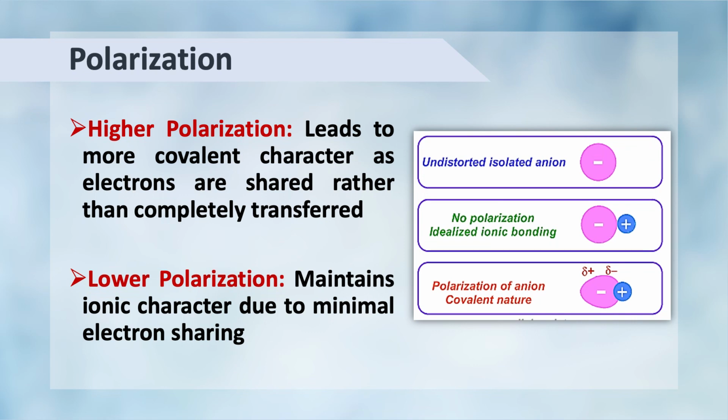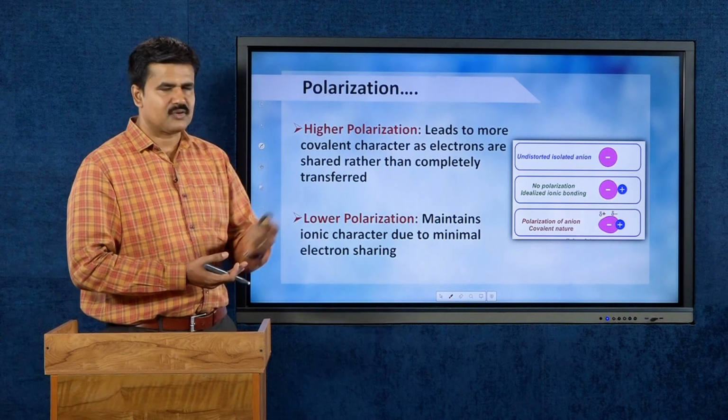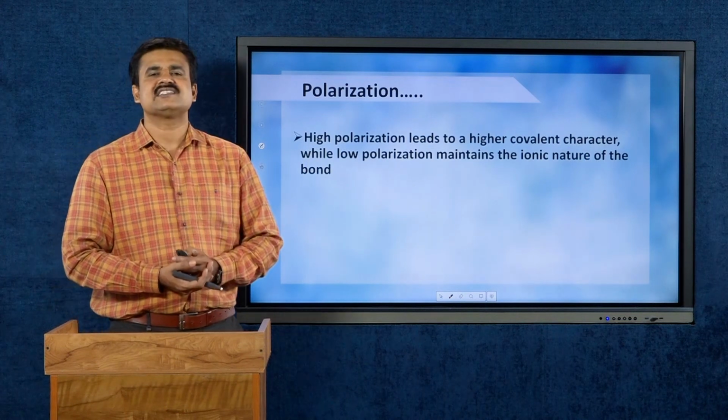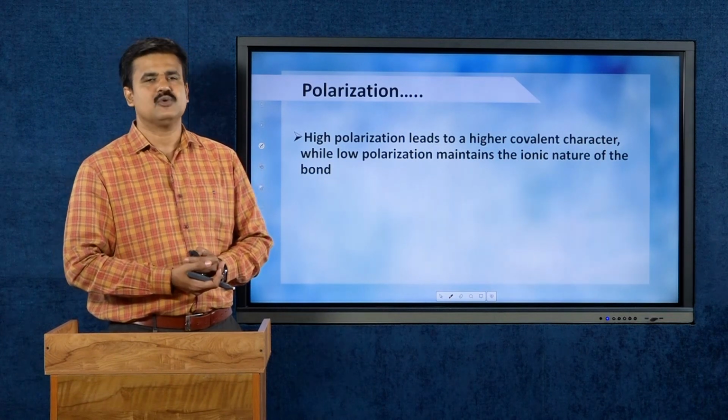This picture represents the undistorted isolated anion, that is in the topmost row. In the second row, you can see the presence of a positive ion also. There occurs the beginning of the polarization, and the last row represents the polarization of the anion that occurred in the presence of a cation, that is positively charged ion. So, the last part represents the polarized anion. Higher the polarization, higher will be the covalent character. Now, high polarization leads to high covalent character, while low polarization maintains the ionic nature of the bond.